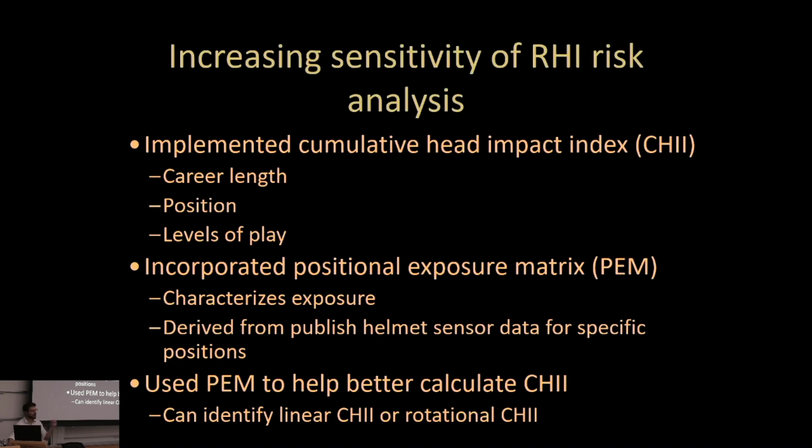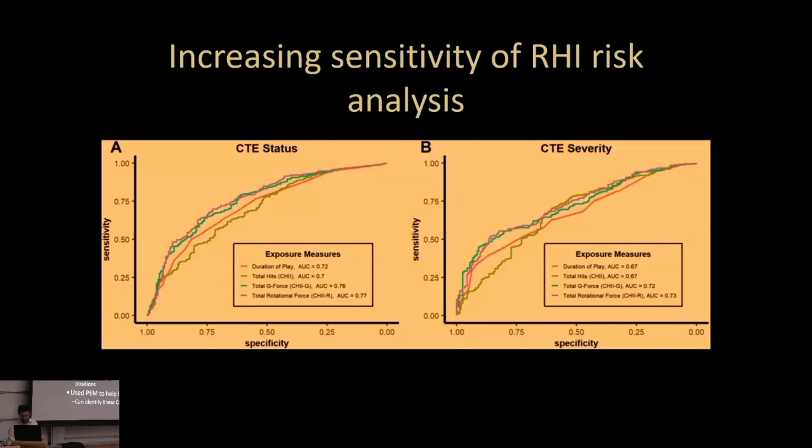And then we can look at the biomechanics again. We can look at linear and rotational injury now. And what do we see here? This might not be a very impressive graph to you, but what this shows is that when you look at just the red line here, this is just years of exposure alone. When you add in total hits and G-force, so this chi-score and the positional exposure matrix score, you get a much more, or significantly better, measure of trauma. You're better capturing people who get CTE and the severity of it. So we're improving the score now.